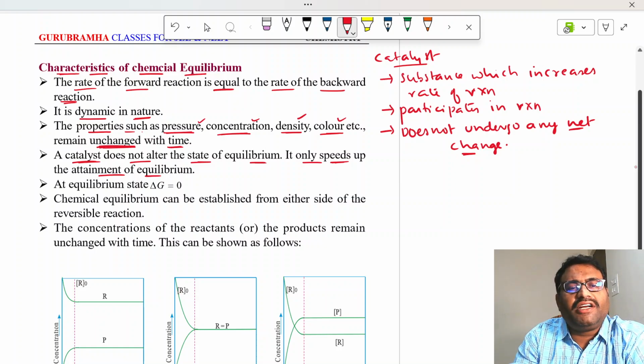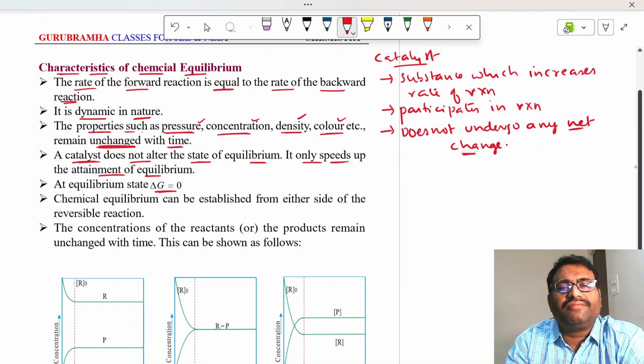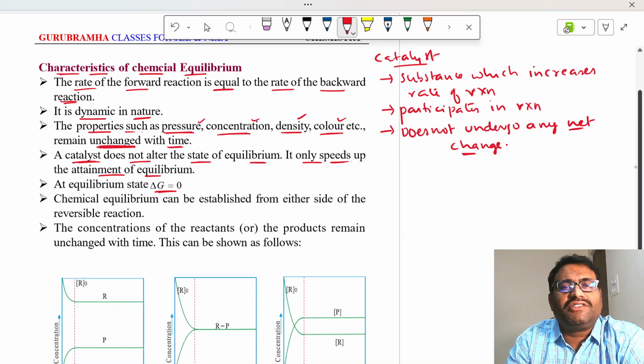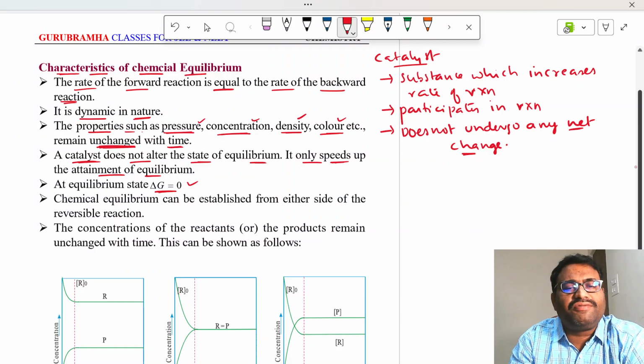At equilibrium, delta G is equal to 0. What is delta G? Change in Gibbs energy, change in free energy. Its change will be equal to 0. Okay, these are the conditions which we need to remember.